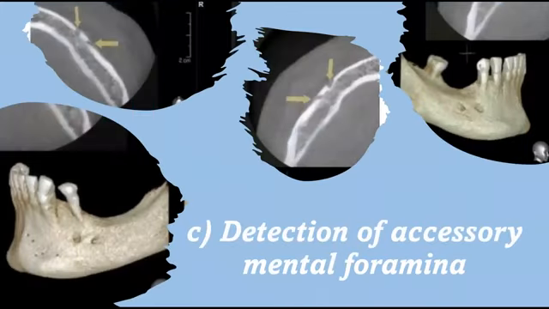The detection of accessory mental foramina is also very important, and use of three-dimensional cone beam computed tomography helps us to identify the presence or absence of accessory foramina. As you can see in this picture, you have an accessory mental foramina with multiple accessory foramina in the symphyseal region, and this may increase the risk of hemorrhage intra- or postoperatively, and also increases the chance of neuralgia or paresthesia or dysesthesia during implant surgeries.